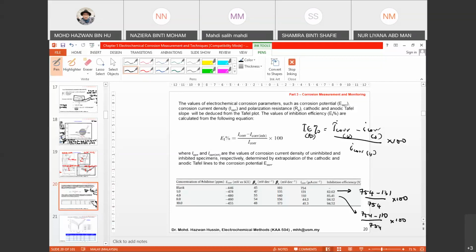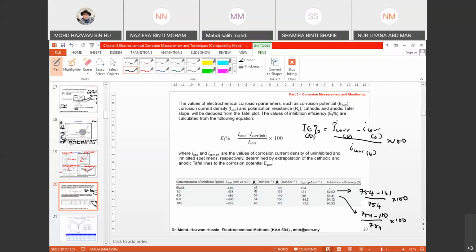Because the difference between the blank beta C is more than beta A. Correct. This is actually a very good answer. Even though the plot is not provided, you can indicate the inhibition efficiency, I mean, the mode of inhibition based on the slope of beta A and beta C.